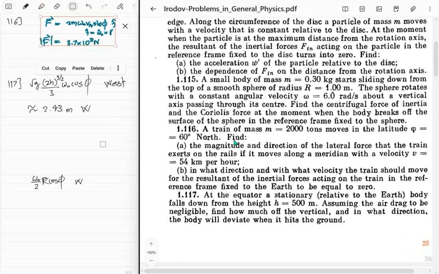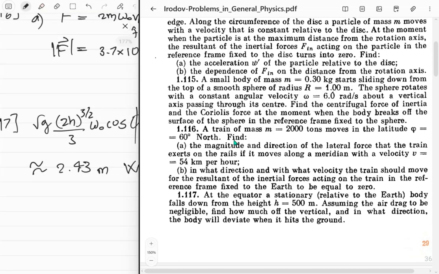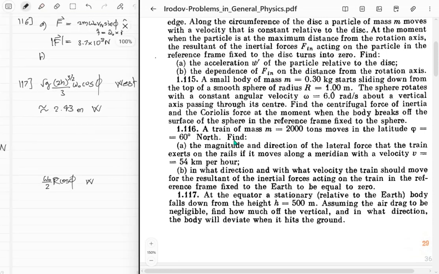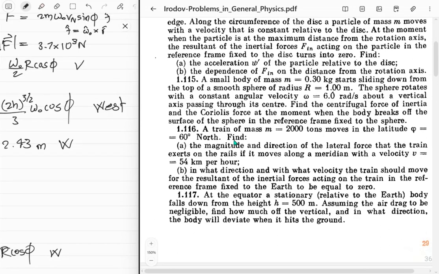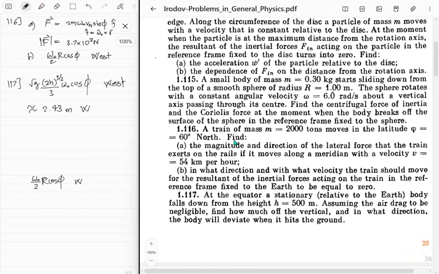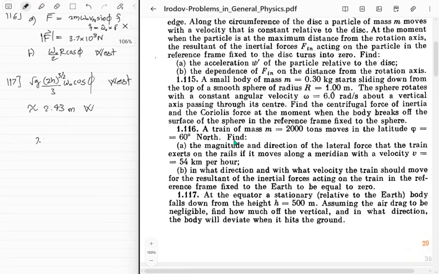This will be A. And for B, you just have this as the velocity. This is the direction, west. Now, time to calculate this. Omega naught is 7.3 times 10 to the power negative 5. At this point I just remember the whole value by itself because we have used this so many times, upon 2 times the radius of Earth.